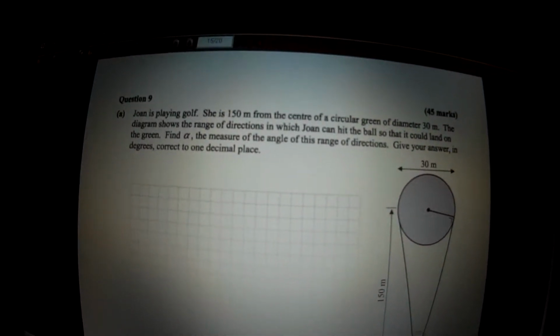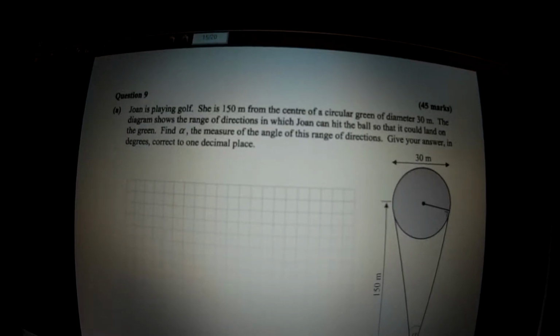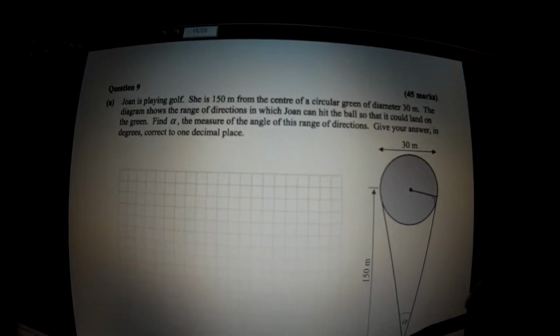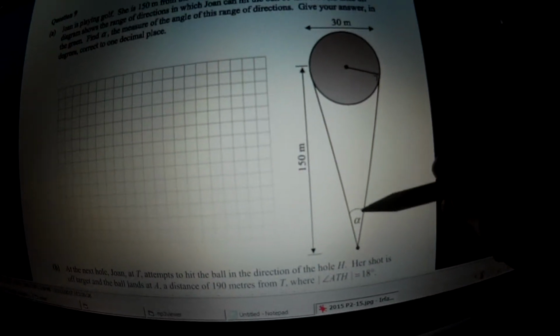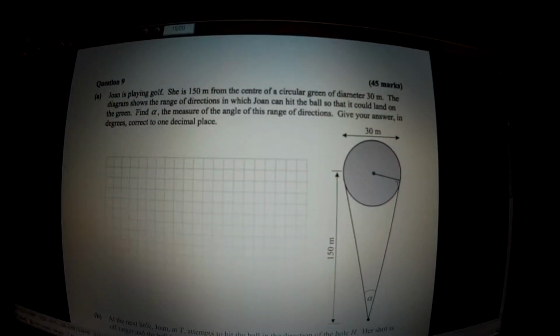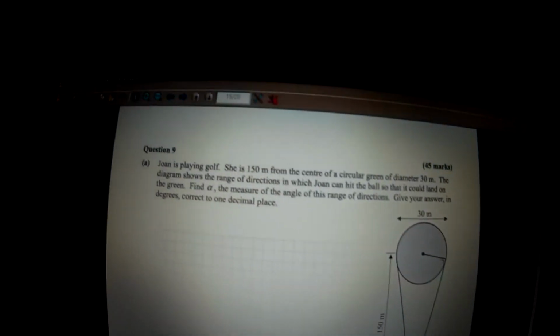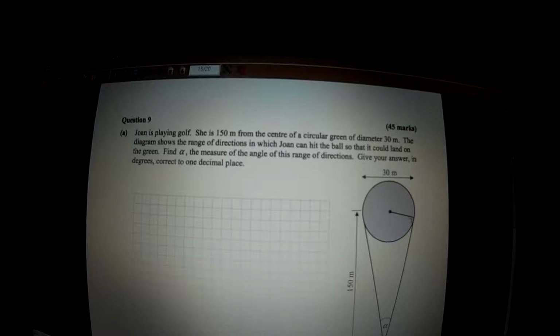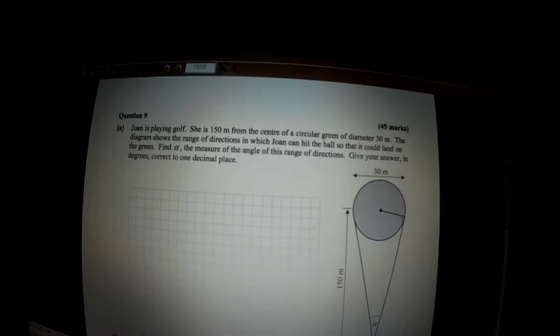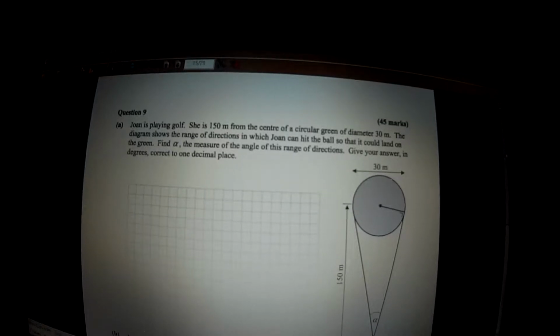The diagram shows the range of directions in which Joan can hit the ball so that it could land on the green. So it can go that way, that angle. If it goes anything further than there, it's going to miss the green. So that's logically what the angle is. Find alpha, the measure of the angle of this range of directions. Give your answer in degrees correct to the nearest tenth.